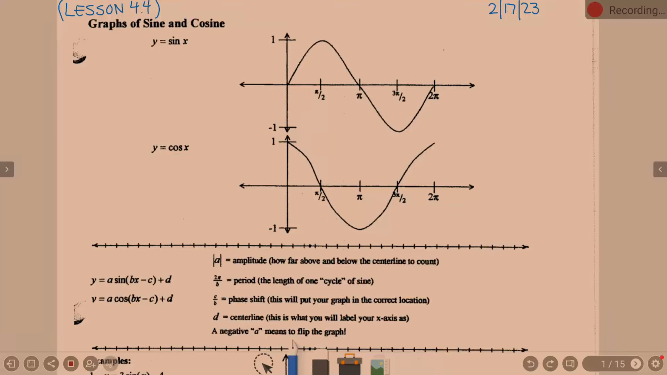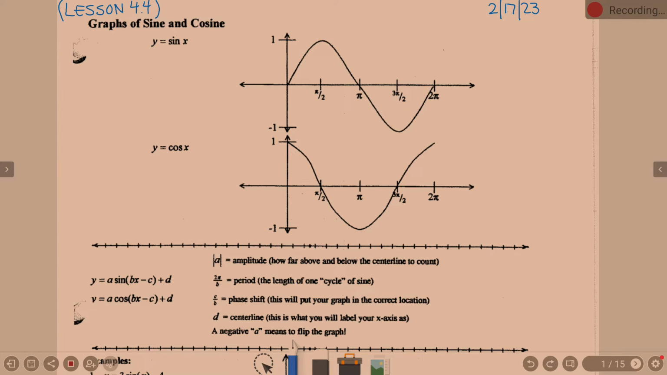Guys, we are graphing sine and cosine. And what you are going to see right here are the basic graphs of sine and cosine. You're going to need to have those memorized, essentially. The more we work with them, the more they will sink into you.